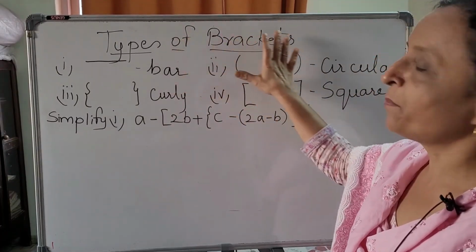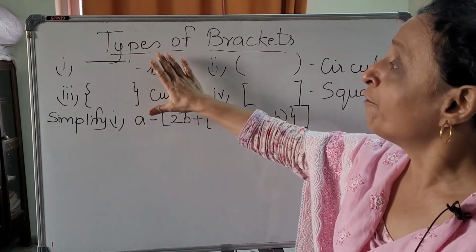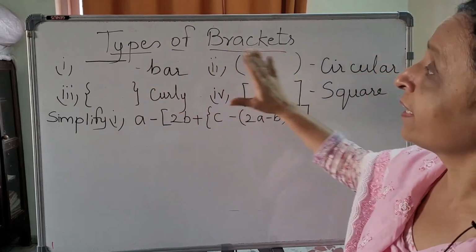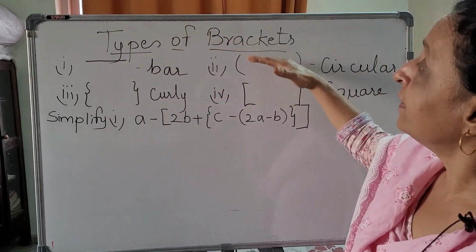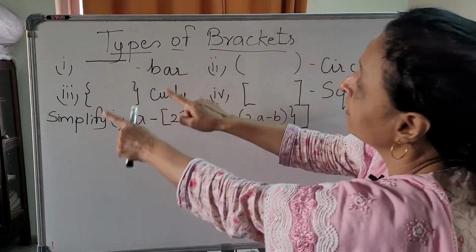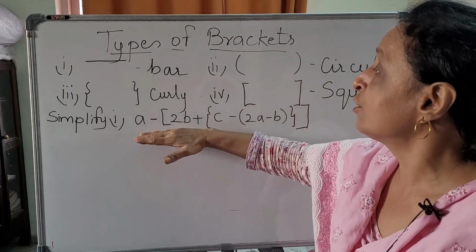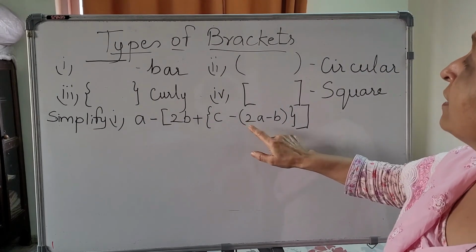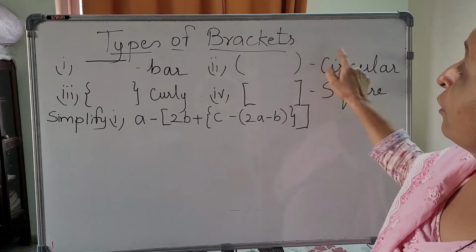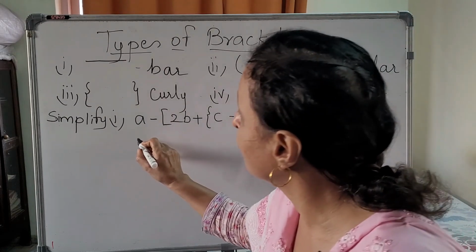Now the types of bracket. In the algebraic expression, you have to solve the brackets in this series. First the bar bracket, then the circular bracket, then the curly bracket, and then the square bracket. Now see this polynomial, how it is given. First you have to solve this circular bracket. So let's see after solving how it goes.